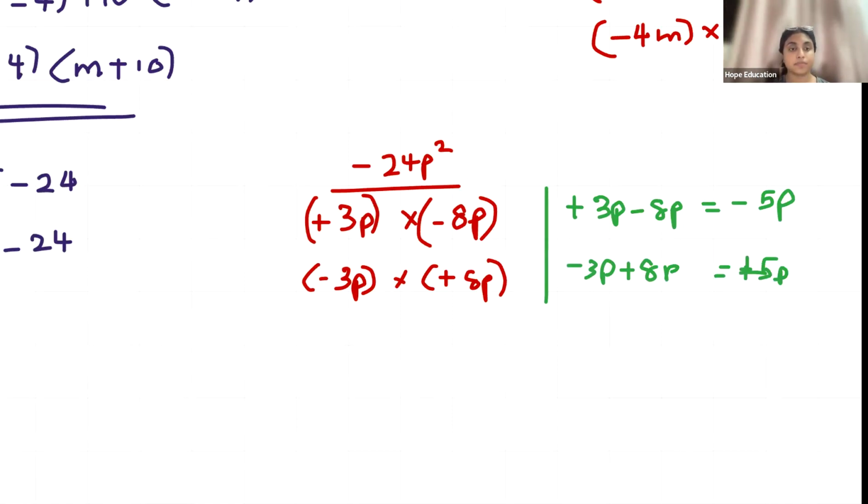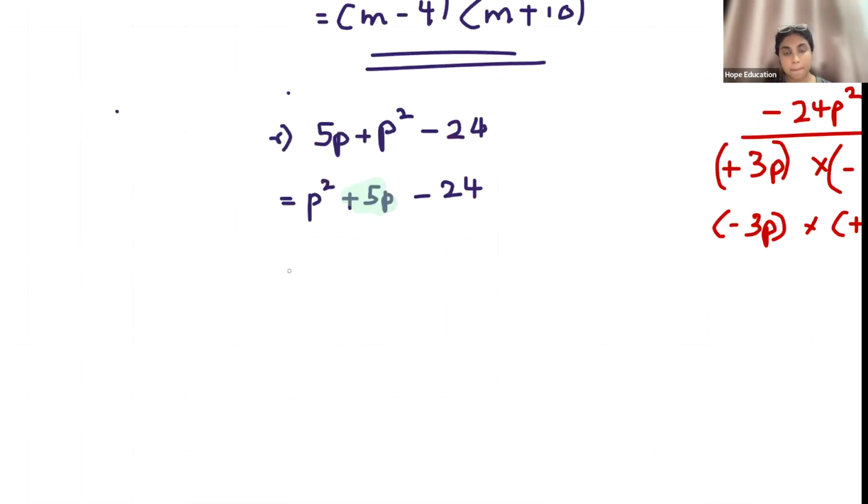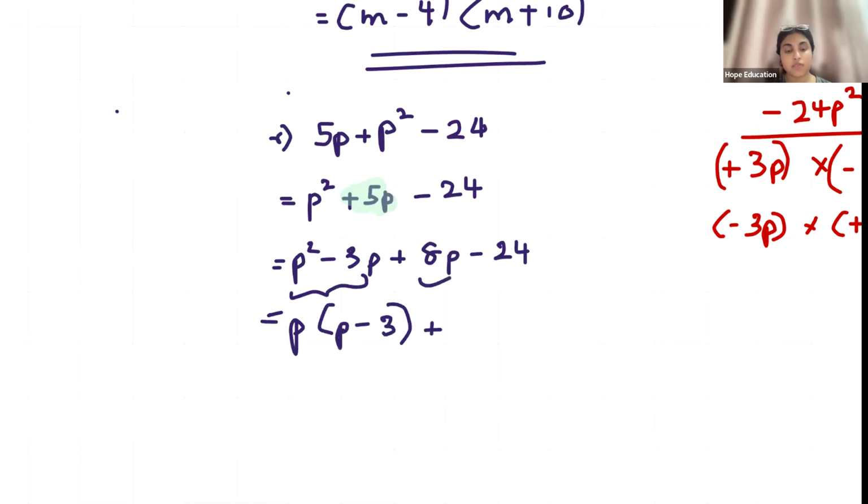So, p squared minus 3p plus 8p minus 24. If you take the first two terms, p is common, I take it out, I get p minus 3. Then if you take the last two, 8 is common, I take 8 out, I have p minus 3. So, we have p minus 3, p plus 8. Did you get this answer?